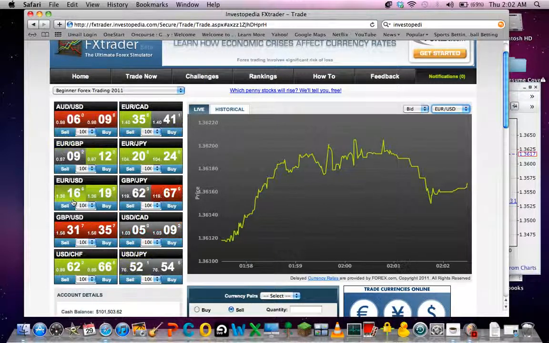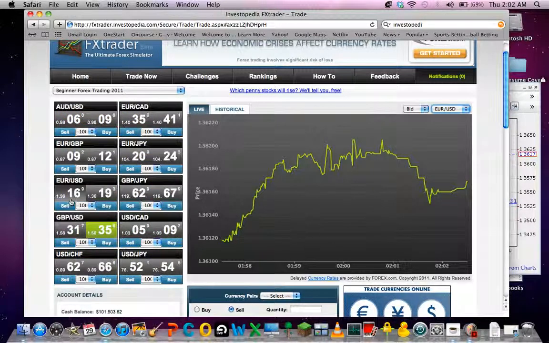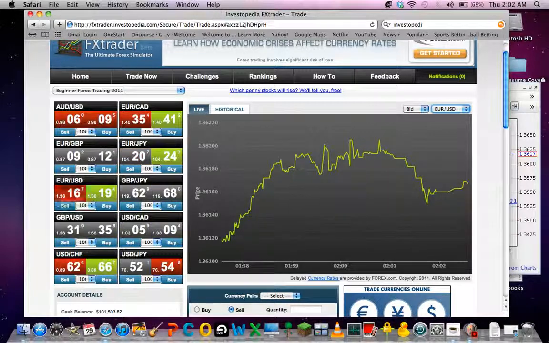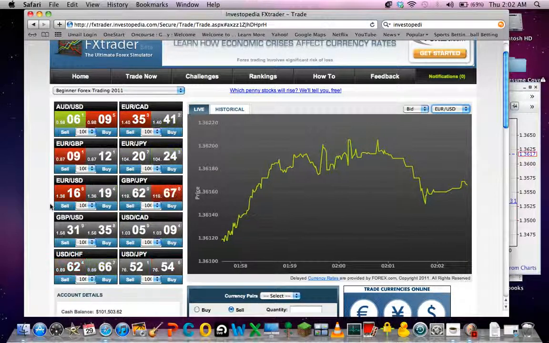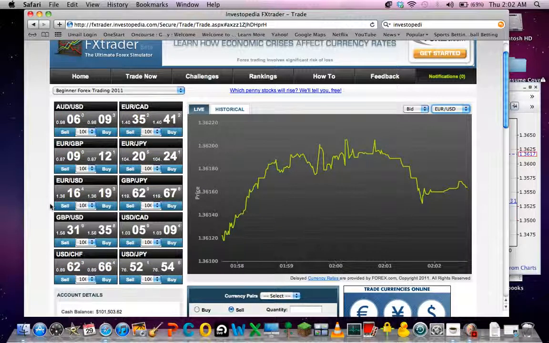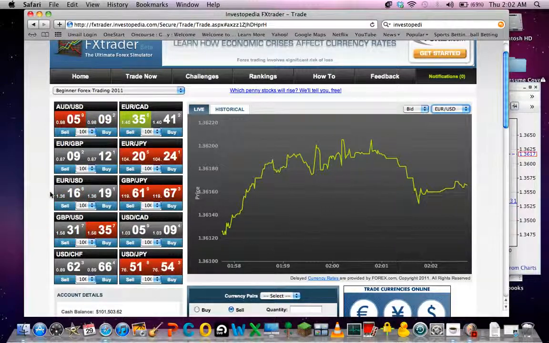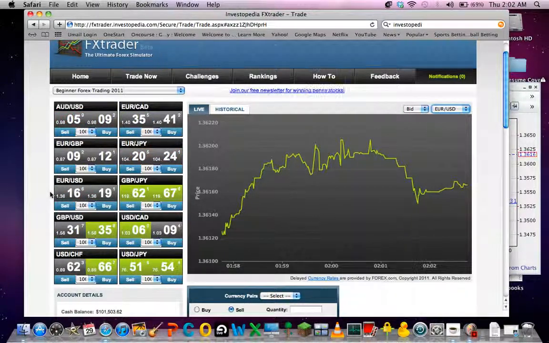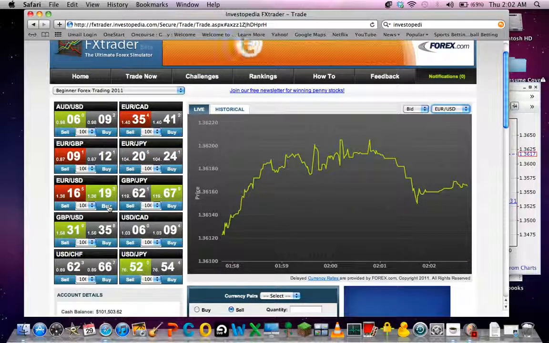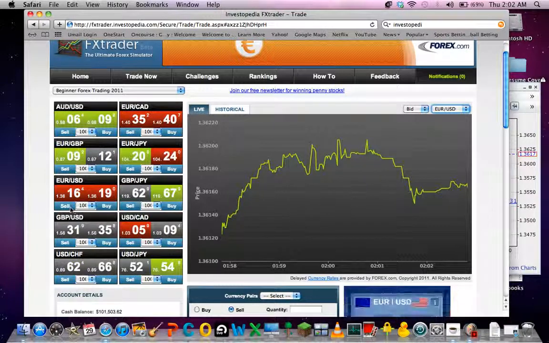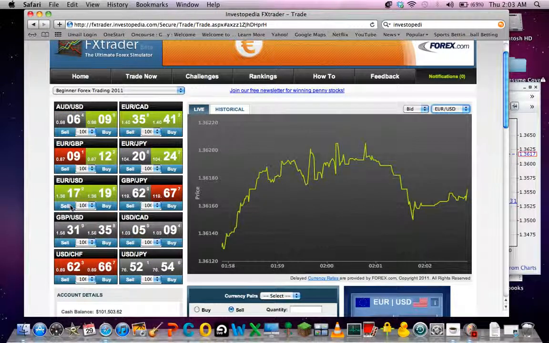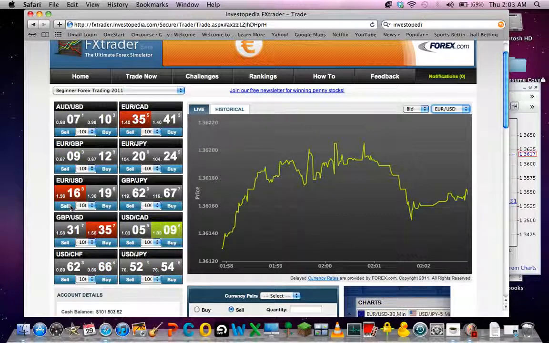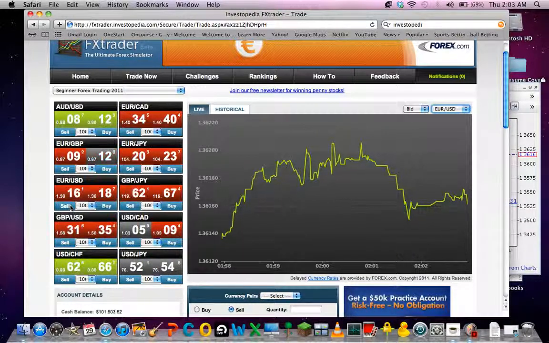A pip is just one movement in the currency pair. So this difference here is how the platform makes their money. Instead of charging commission, they just charge what's called the spread, or the spread is this difference here, and that's really how they make their money on every trade. So let's say if I bought right now for 19 and I sold the same second for 16, I would be down 3 pips. So that 3 pips right there is the automatic commission basically that the platform is taking.